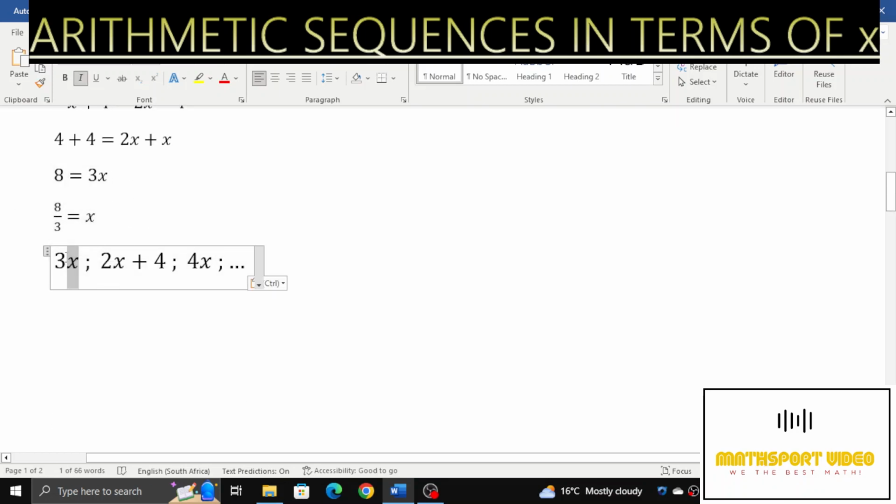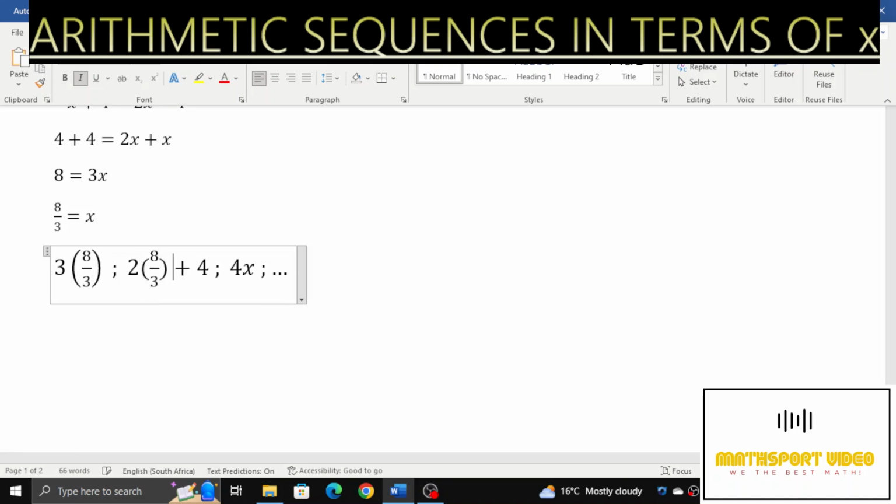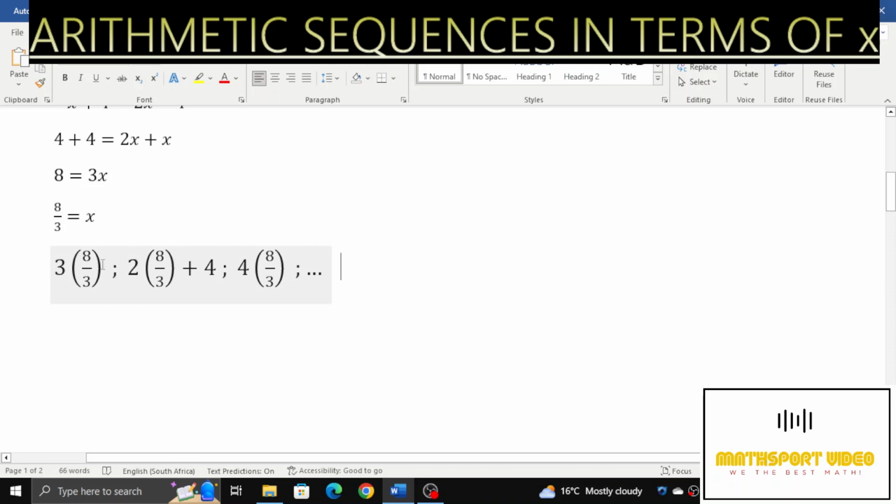Okay, so if you, for example, put 8 over 3 in the place of x over here, and over here as well for your second term, and then also over here for your third term. I'm just putting this in to show you what's going to happen. Then you can see the first term, what's happening there? Well, the 3's are cancelling out, and so the answer there is going to be 8. Okay, so your first term is then 8.